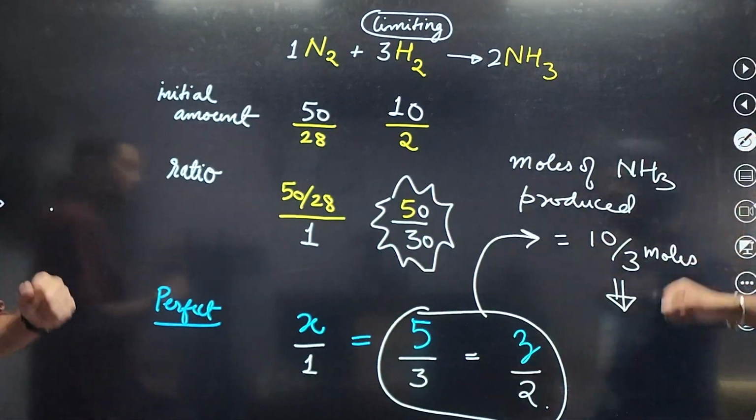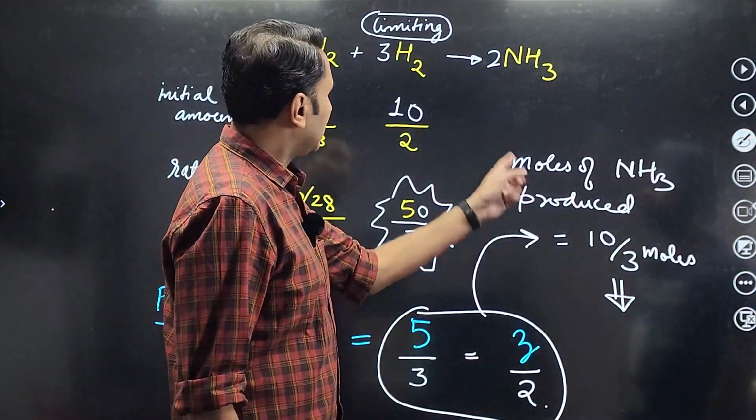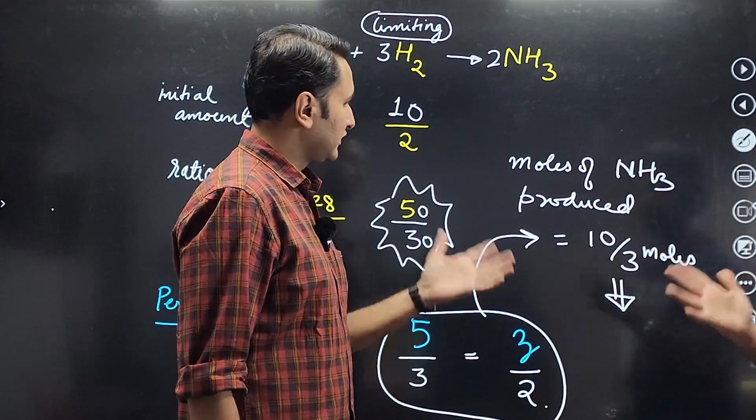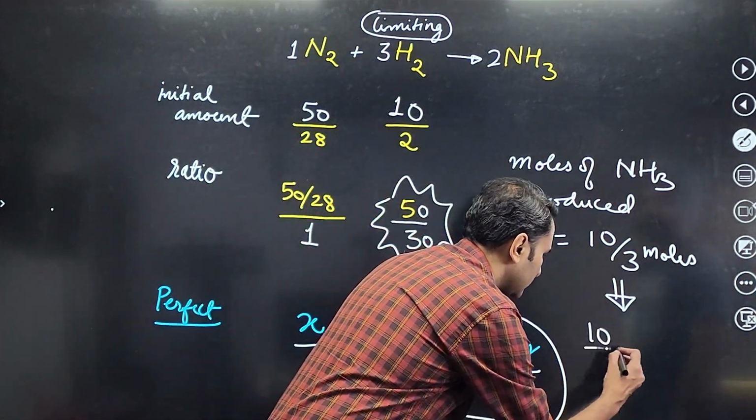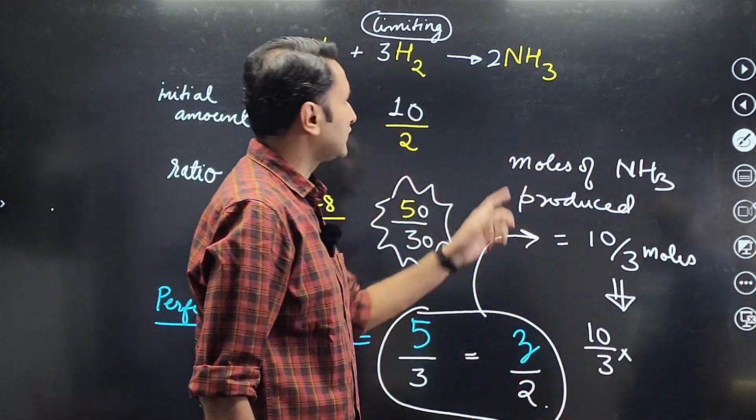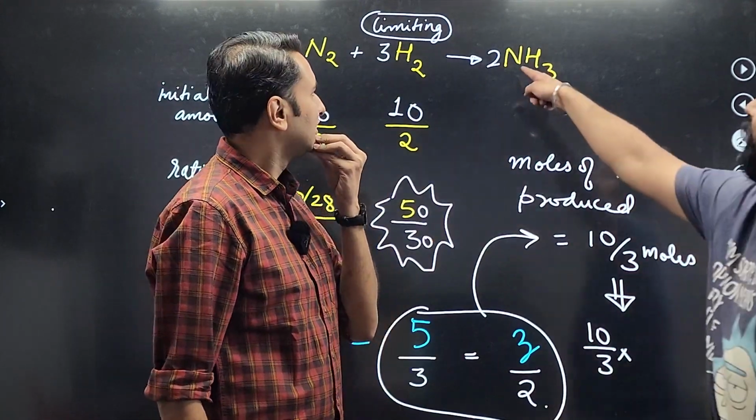तो इसका वेट कैसे कैलकुलेट करेंगे? तो moles multiplied by इसका molecular weight. So 10 by 3 multiplied by कितना होता है अमोनिया का? 14 plus 3.